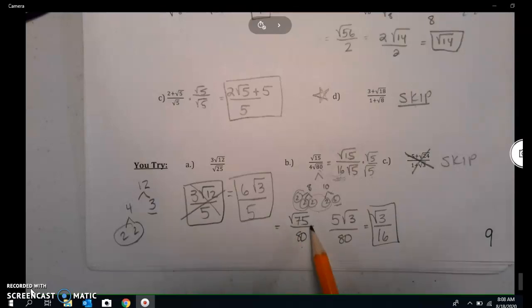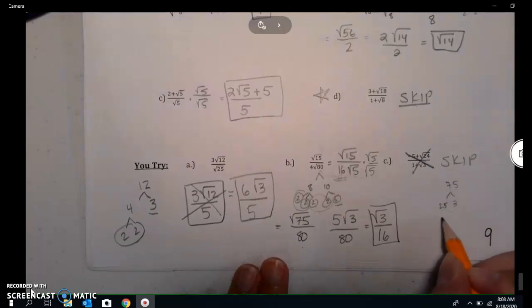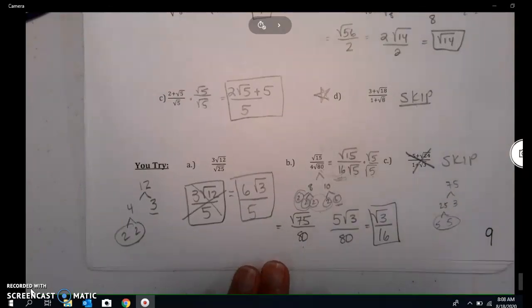Now I'm like, all right, well 75 needs to break up because 75 is 25 times 3. If you look at 75 and you have 25 times 3 and then you have 2 5s, that's where this 5 came from. So 5 pops out, 3 stays underneath, 80 is still in the bottom. And the last step, 5 over 80 is 1 over 16. You don't need the 1. If you have it, it's no big deal, but you don't need it. And now, final answer is rad 3 over 16.